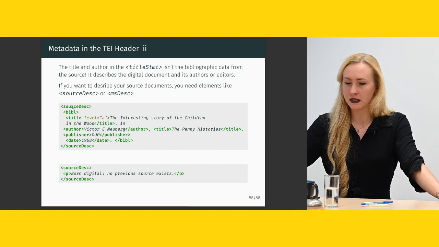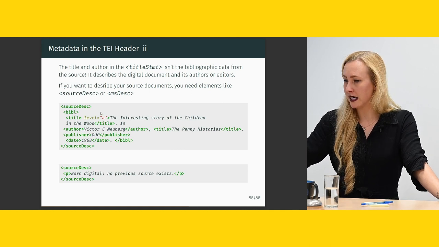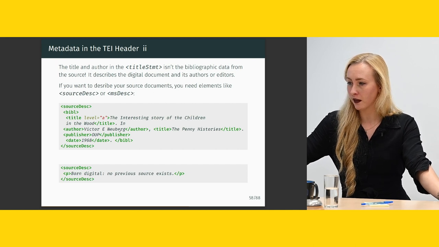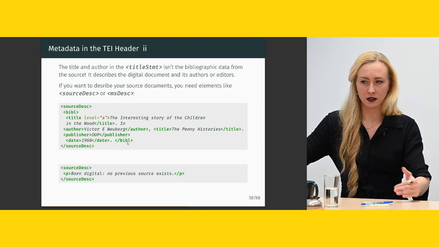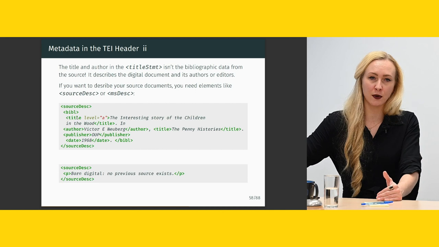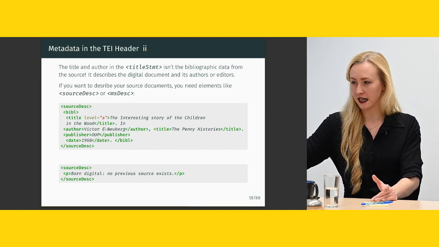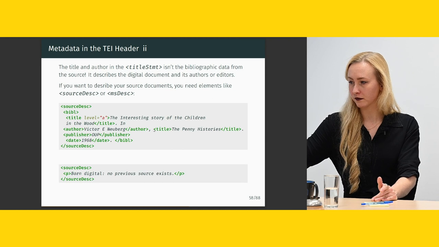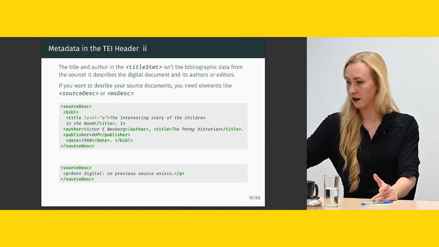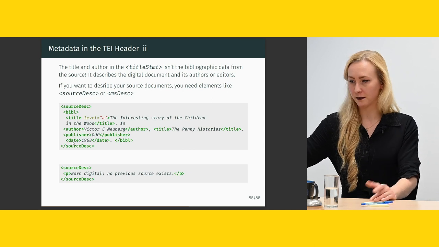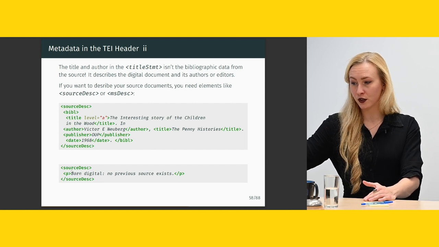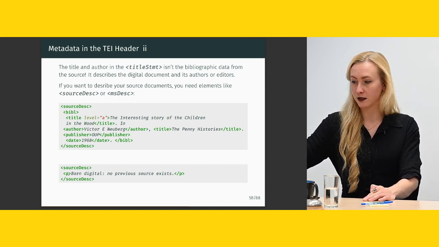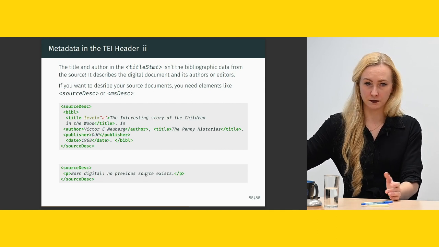An example for a minimal source description would be this. It has a bibl element for a bibliographic citation with a title, The Interesting Story of the Children in the Wood. And the bibl is, so to say, a full text citation. So it's not necessarily structured data, it just is structured in the way that it marks up, this is the title. Then it says author, and in the penny histories, it says the publisher and the date. So that's obviously a modern bibliographical citation. Or the source description could be just a paragraph element that says born digital, no previous source exists.